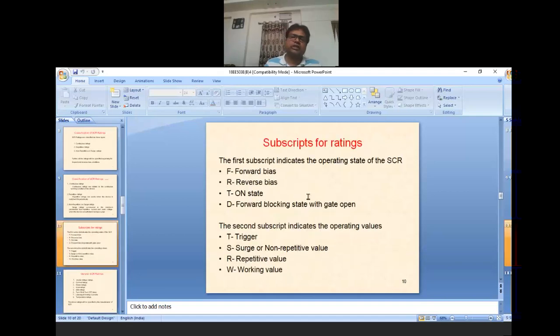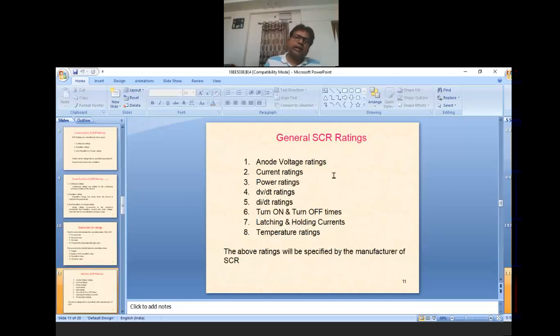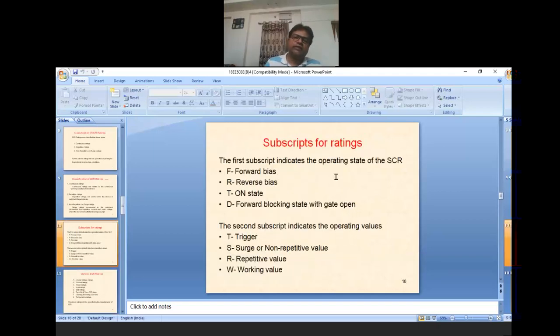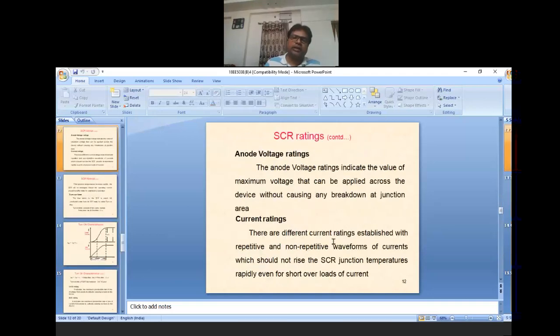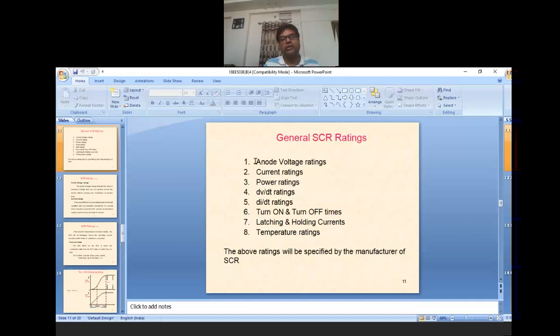Likewise, the subscripts are given, and again these classifications, continuous ratings, repetitive ratings, and also non-repetitive ratings will be applied to different parameters which are to be controlled, or to which the SCR is subjected. Obviously, anode voltage ratings. Again, in the anode voltage ratings, you will have continuous ratings, repetitive ratings, and also surge ratings. And again, in that, you will be having forward ratings, reverse ratings.